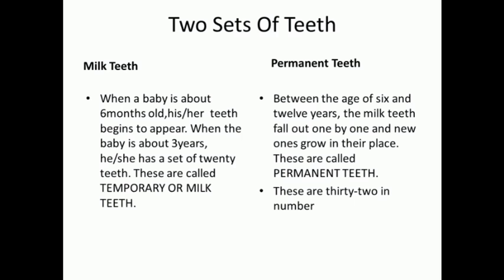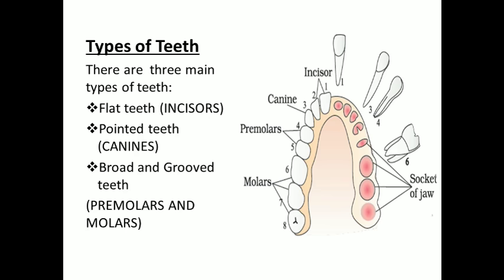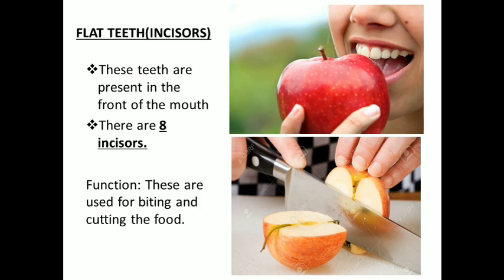Now, types of teeth. There are three main types of teeth, which are the flat teeth or the incisors, the pointed teeth or the canines, and the broad and grooved teeth, which are the premolars and molars. Now, let us move on to the first category of the teeth, which are the flat teeth or the incisors.